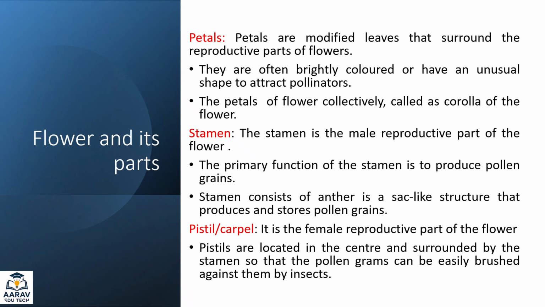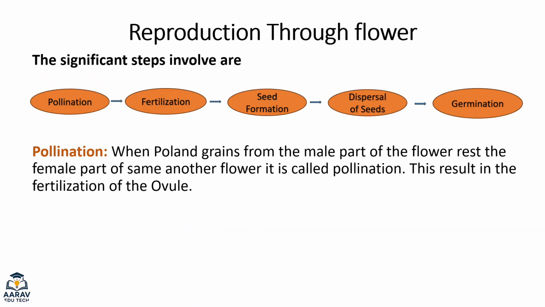Pistil, carpel, female part. Pistil is the female reproductive part. It is present at the center of the flower. It helps in receiving pollen grains. Reproduction through flowers has five main steps: pollination, fertilization, seed formation, dispersal of seeds, germination. Now let's understand them one by one.